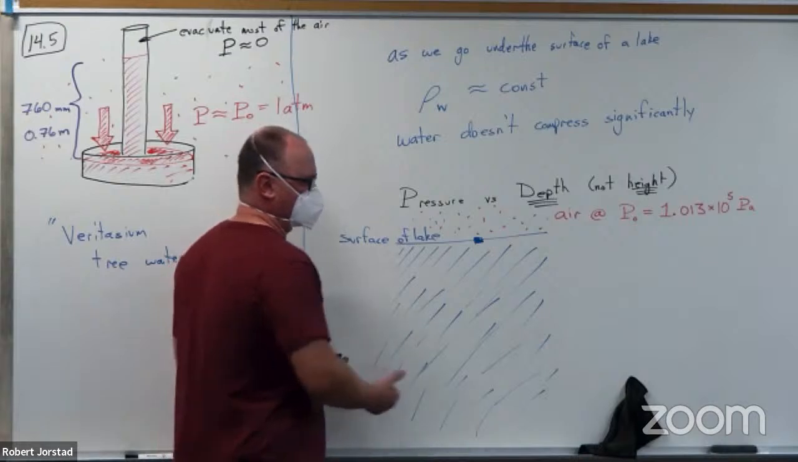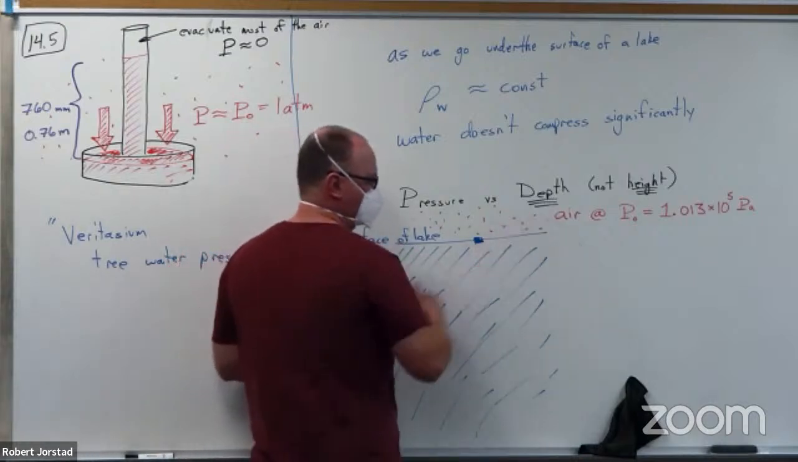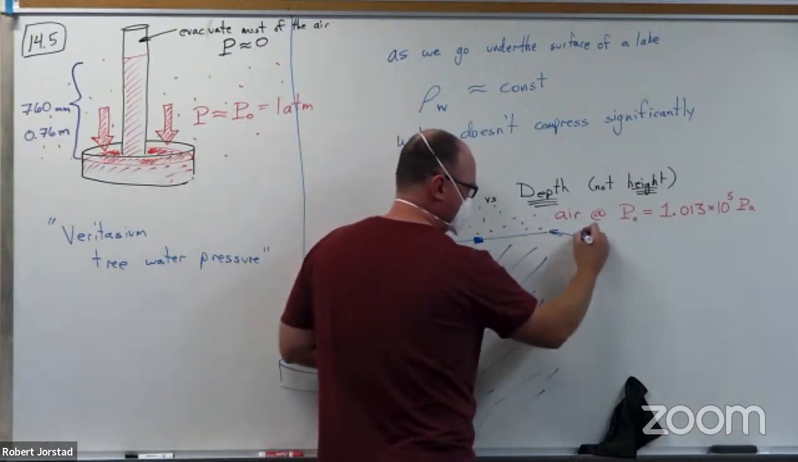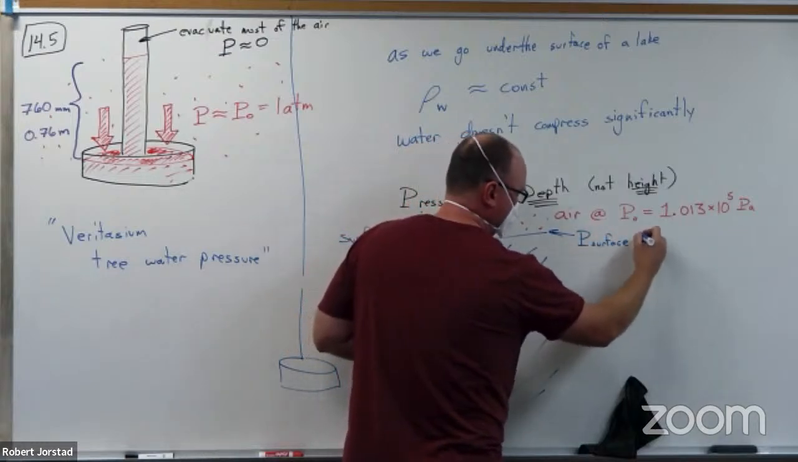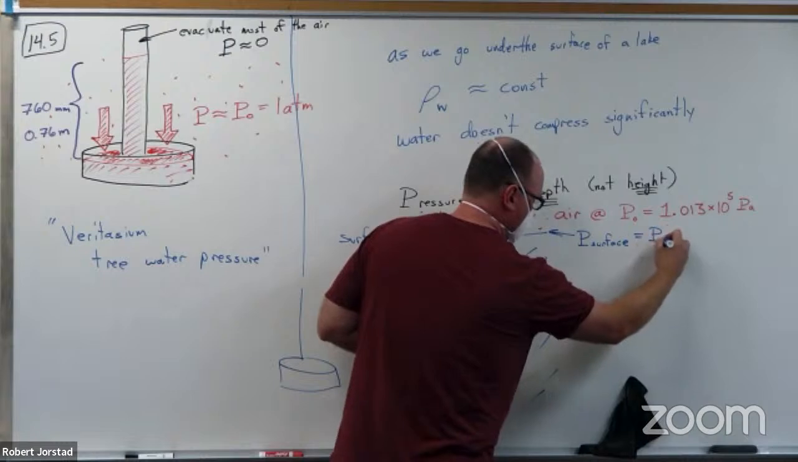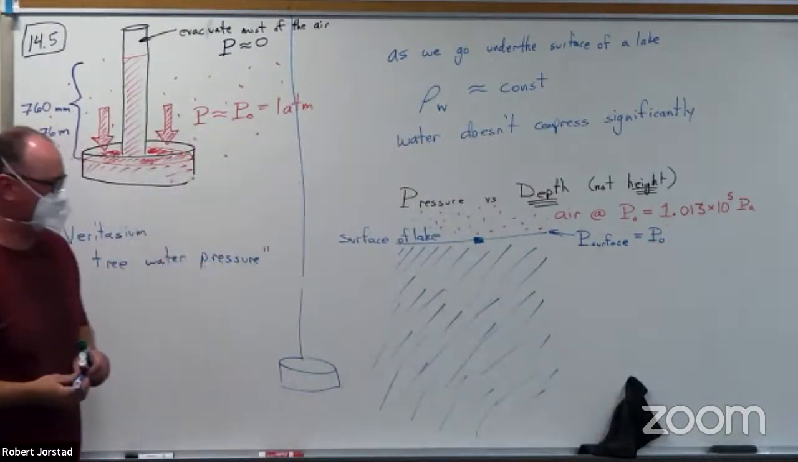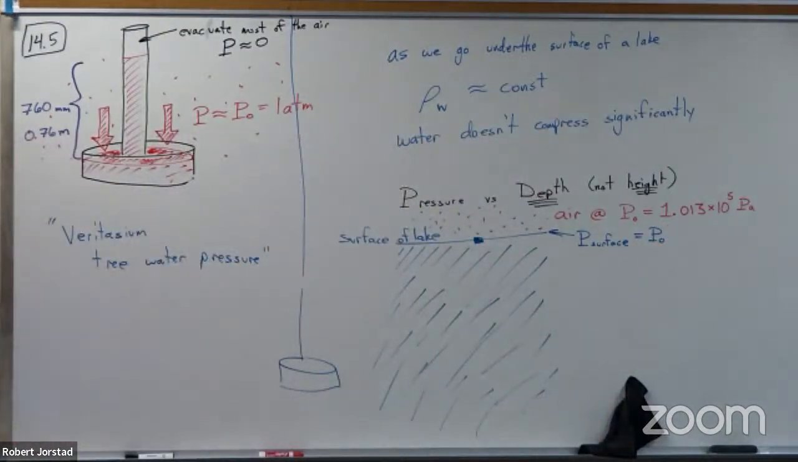So this is a trick. If we have air above the lake at standard atmospheric pressure, we say the pressure at the surface in this particular case is P0. Is everybody okay with that? P0 being atmospheric pressure.